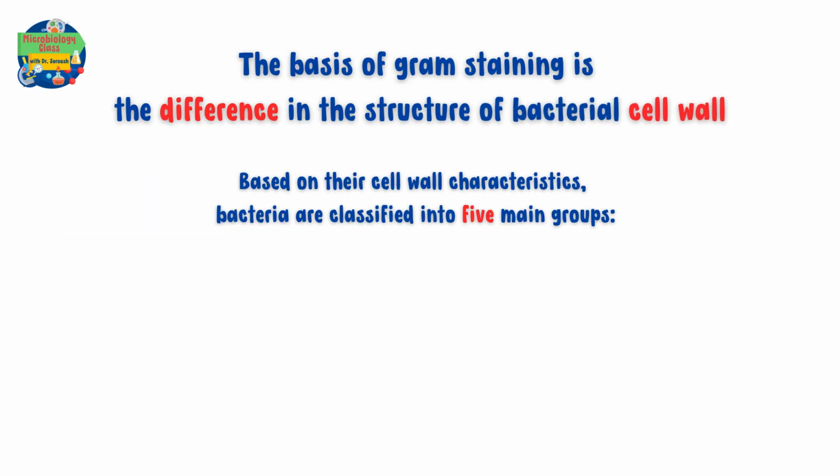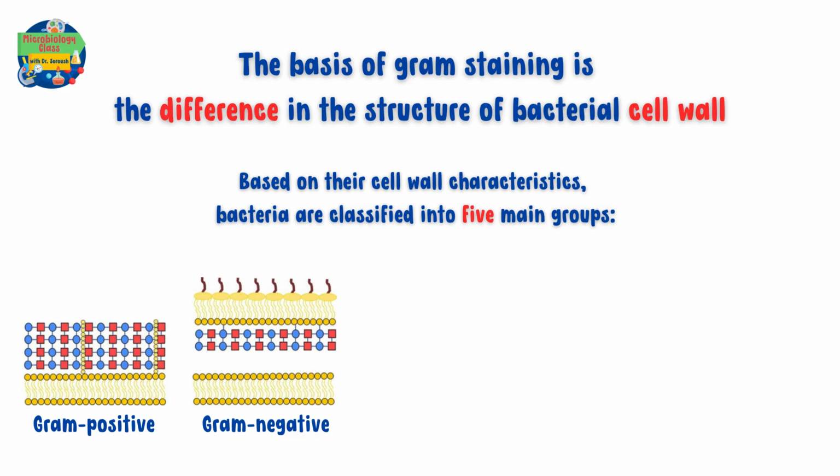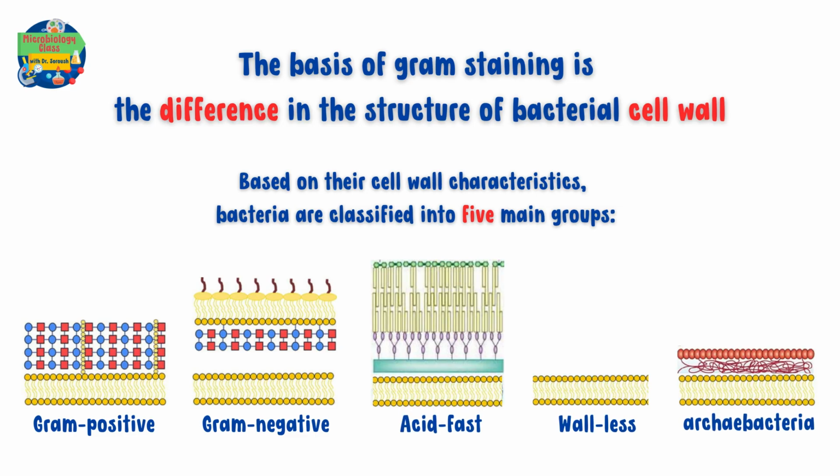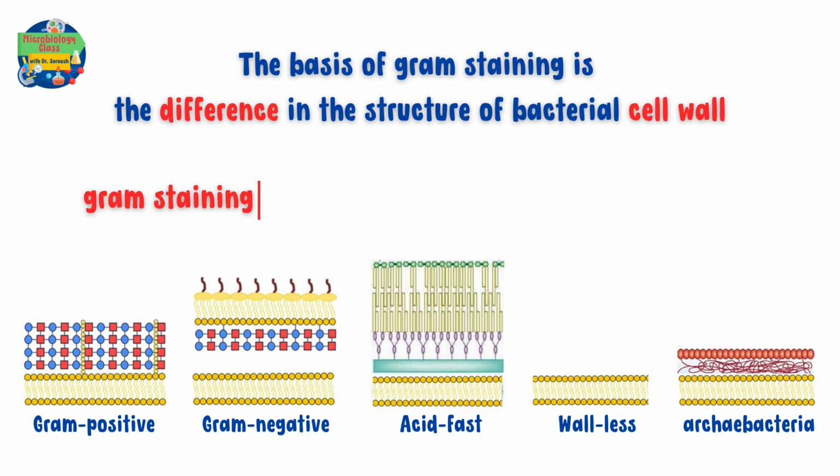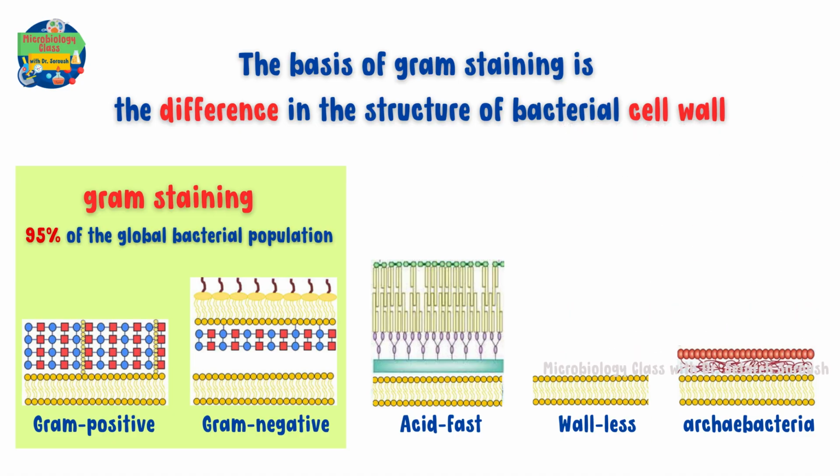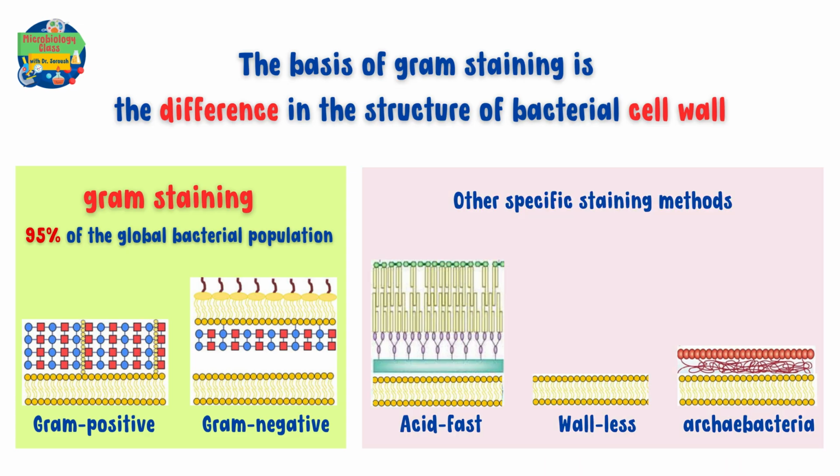Based on their cell wall characteristics, bacteria are classified into 5 main groups: gram-positive, gram-negative, acid-fast, wall-less, and archaebacteria. Gram staining identifies and visualizes the 2 largest groups, gram-positive and gram-negative bacteria, which together account for about 95% of the global bacterial population. The remaining 3 groups, representing roughly 5% of bacteria, require their own specific staining methods.